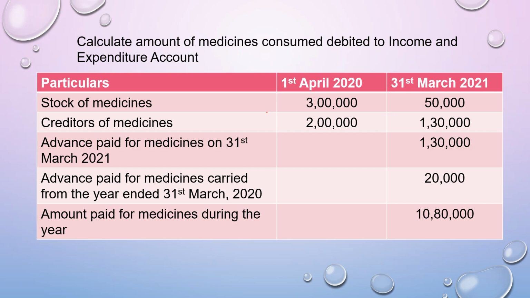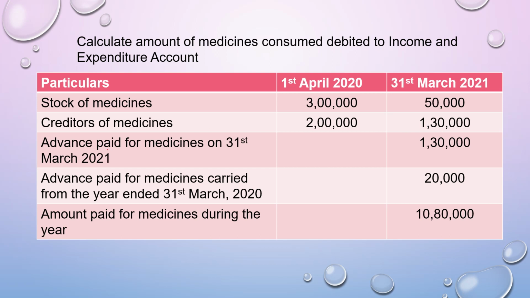The details given are as on 1st April 2020 what was the balance, and as on 31st March 2021 what was the balance. First, stock of medicine. So how much medicine was lying with the NPO as on 1st April and as on 31st March of the year. Creditors of medicine means the creditors related to the medicine purchased. They are to be paid 2 lakh at the beginning of the year, and at the end of the year the NPO owes creditors 1,30,000 which they have to pay towards medicine. So they have made credit purchases.